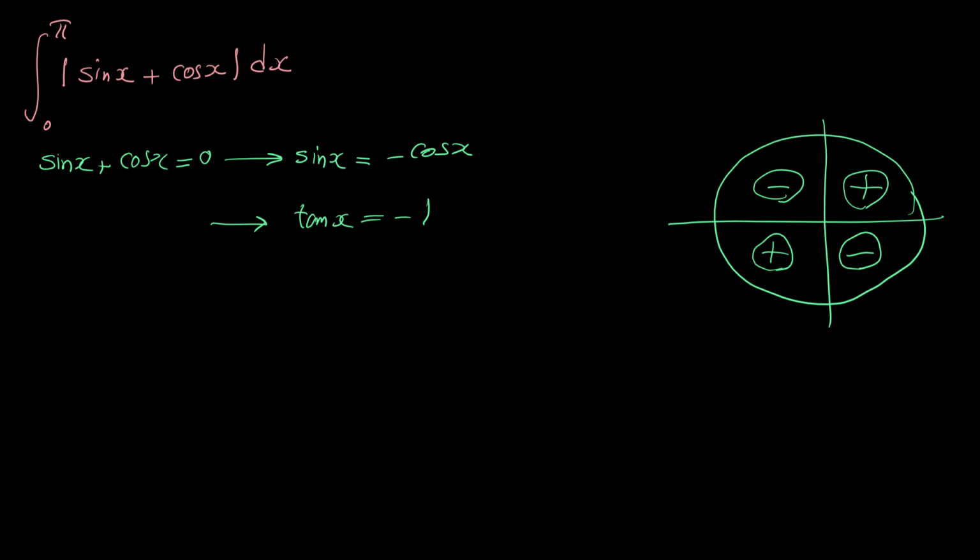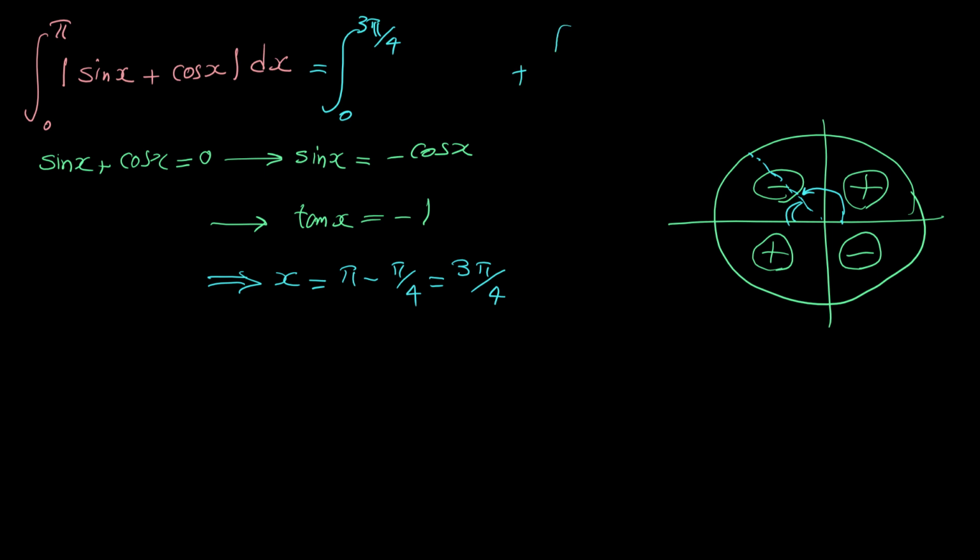And in the second quadrant, if the reference angle is pi over 4, the actual angle whose tangent is negative 1 would be pi minus pi over 4, which would be equal to 3 pi over 4. So this integral can be written as the integral from 0 to 3 pi over 4 plus the integral from 3 pi over 4 to pi.